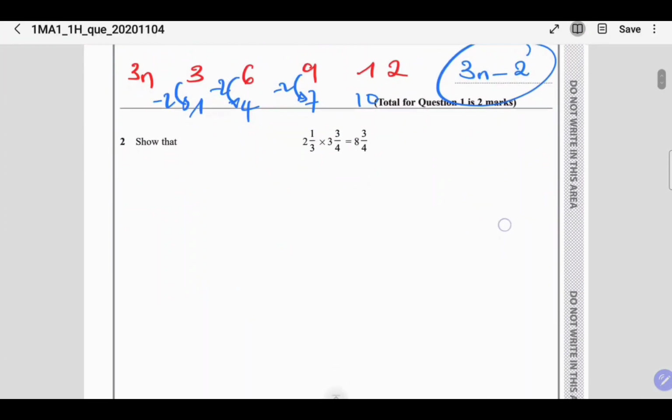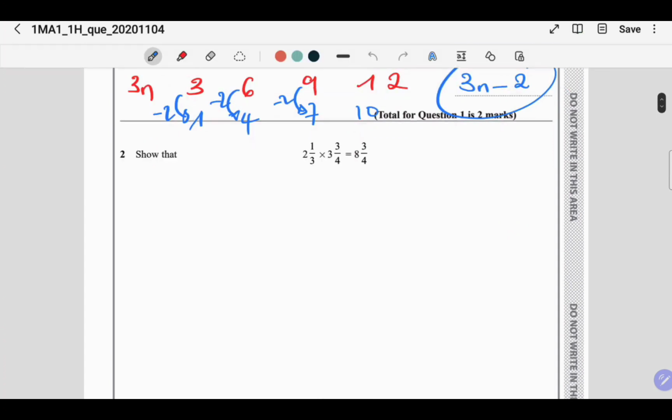and 3/4 equals 8 and 3/4. Let's go ahead. First of all, we're going to start by changing these numbers into improper fractions. These are already mixed numbers, so we're going to have to do 3 times 2 plus 1 over 3, and then we're multiplying that by 3.